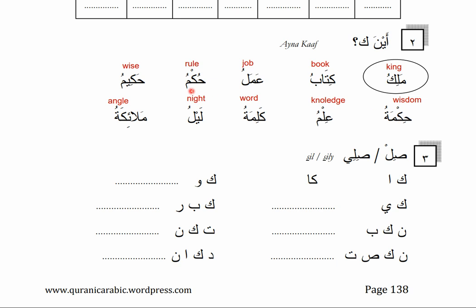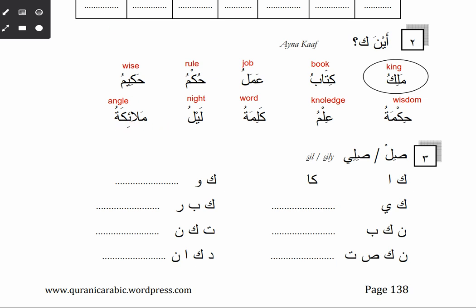Now all this hukm, hakim and hikmah are coming from the same verb hakama, which means to rule or to judge. Ilm is knowledge. There is a spelling mistake here, K-N-O-W. Kalima is a word. Layl, there is a kaf here. Layl, night. Malaika, there is a kaf here.